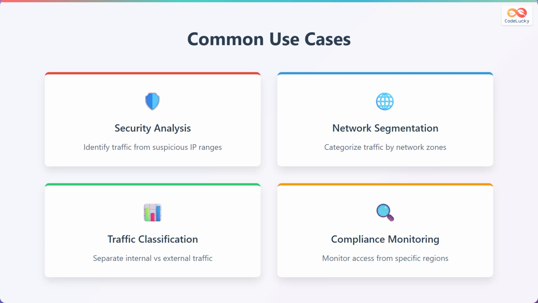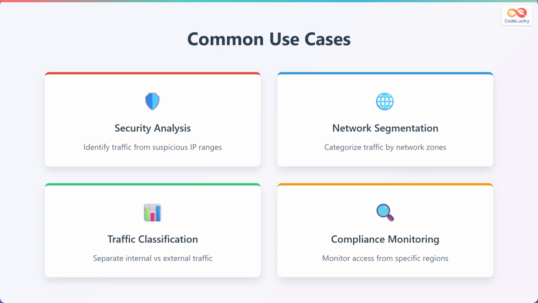The CIDRmatch command has several common use cases in network analysis and security monitoring. For security analysis, you can identify traffic originating from suspicious or known malicious IP ranges, helping you detect potential threats or unauthorized access attempts. Network segmentation is another key use case, where you categorize traffic by different network zones such as DMZ, internal corporate networks, or guest networks.